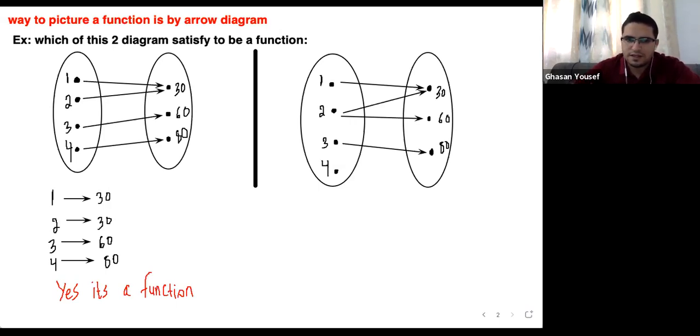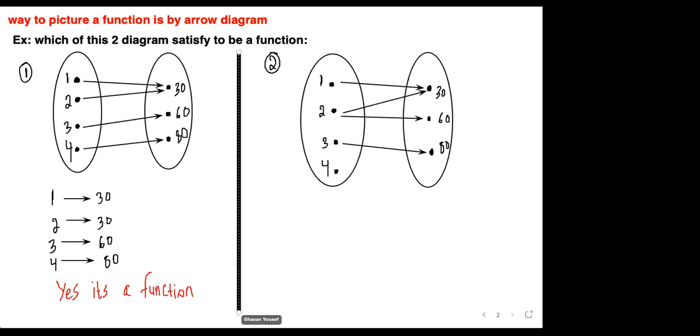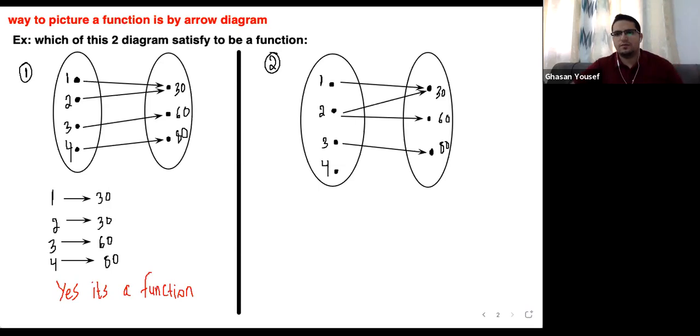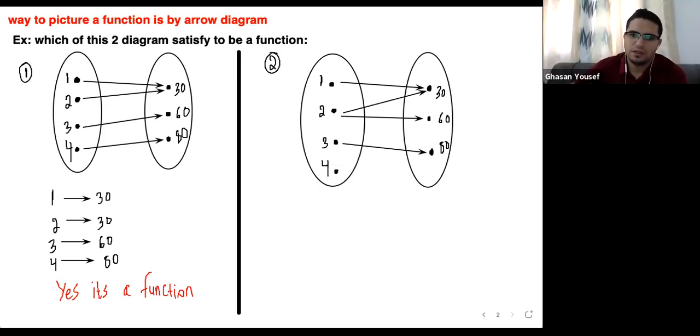Now the second diagram. Does the second diagram represent a function? Does every input take exactly one output? Victoria said no. Can you explain why not? It's because the same x value has two different outputs, or two different y values. Which value? Two takes 30 and 60 at the same time. Exactly. And look at the 4 also. The 4 does not take any value. This is not a function too.